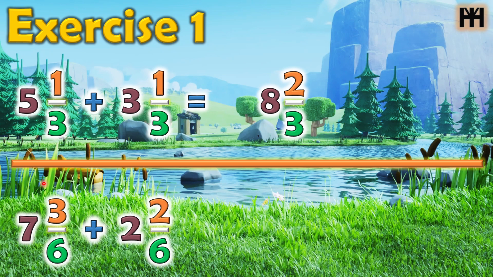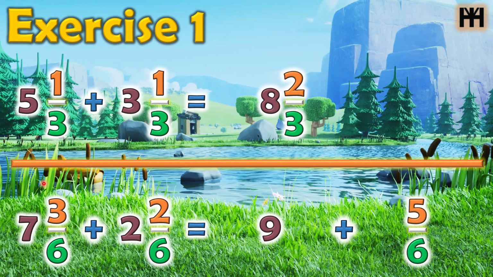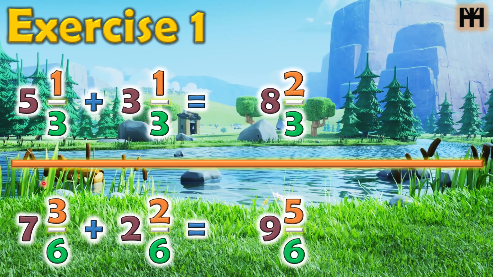Okay, 7 and 3 over 6 plus 2 and 2 over 6. We will add here the whole numbers, 7 and 2, and the fractions, 3 over 6 and 2 over 6. Let's add the whole numbers first, 7 and 2 will be 9. 3 over 6 and 2 over 6 have the same denominator, so we'll just add the numerators, 3 and 2, it will be 5 over 6. So 5 over 6 plus 9 will be 9 and 5 over 6.